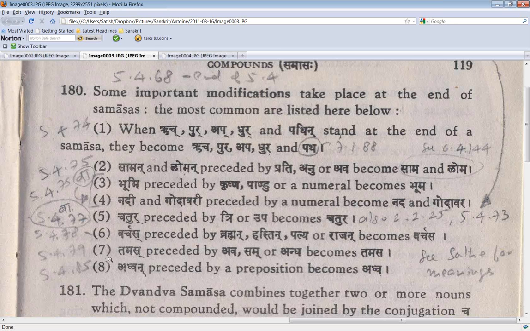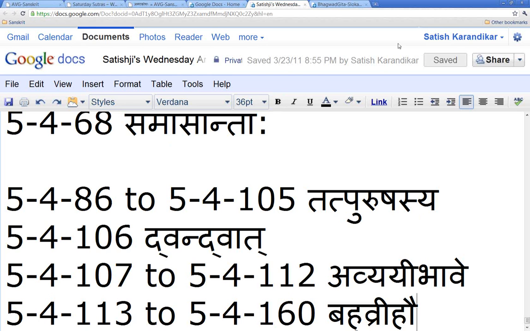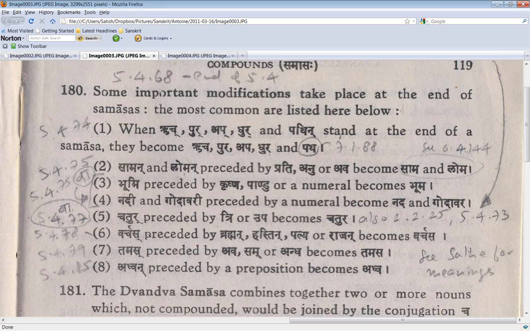Now recall, we just talked about samasantaha, and we mentioned that from 5.4.86, Panini is starting specific samasantaha, tatpurushasya. So look at what we have in the book now. In the book, what we have right now is that we are looking only for the general rules till 5.4.85. So you can scan 5.4.68 to 5.4.85 and find all the answers there, because we are not talking about specific samasas as yet, because we haven't done them. He's only giving you a flavor of the general samasanta pratyayas.